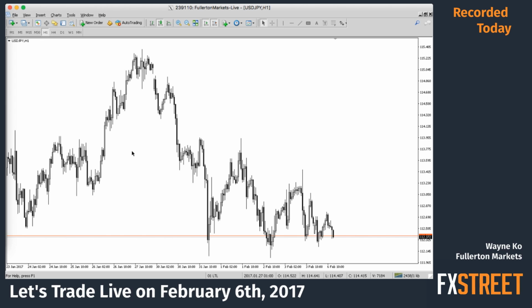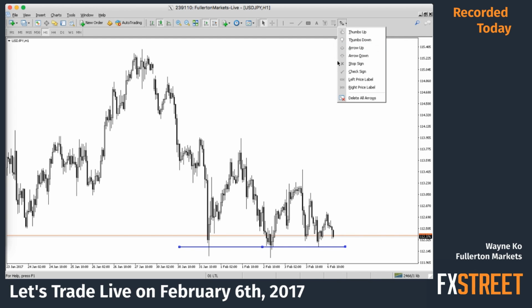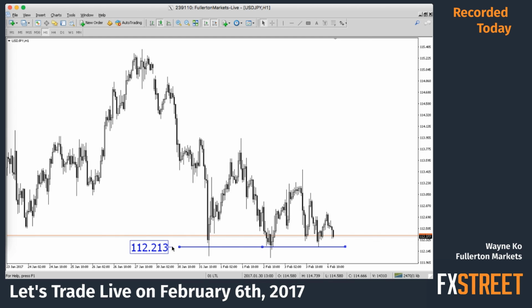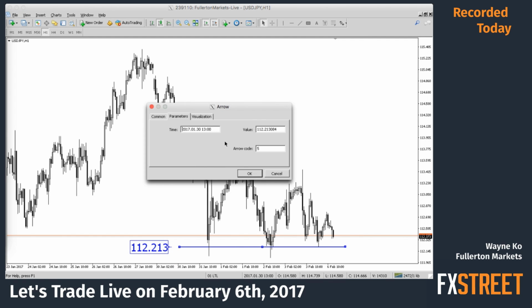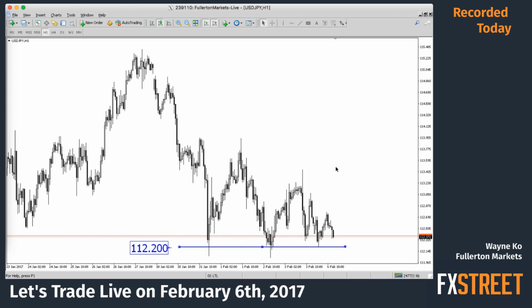Okay, this is the dollar yen H1 chart. I'm going to mark some levels that I see over here. 112.20 seems to be the so-called support for dollar yen.